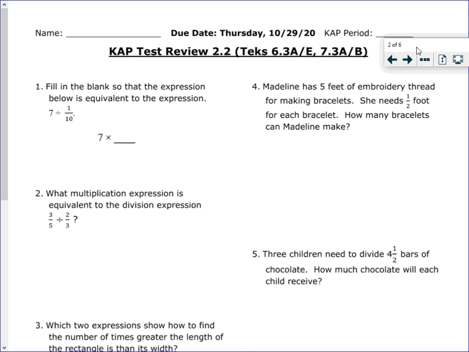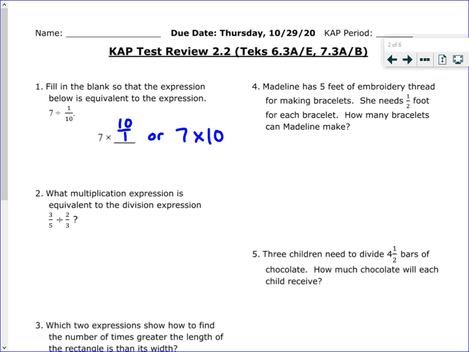So let's take a look at your review here. Number one, fill in the blanks. So if the expression below is equivalent to the expression, here we are multiplying by the reciprocal, so we're going to flip 1/10 to be 10 over 1, or 7 times 10. One of those answers should be the correct answer there.